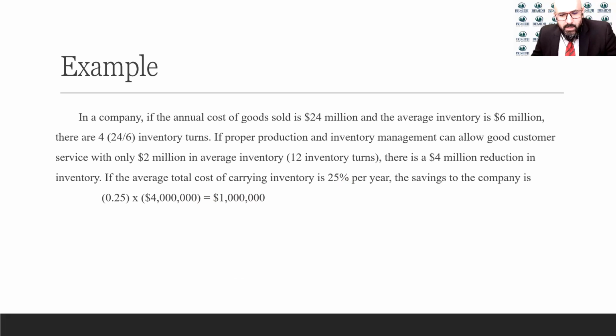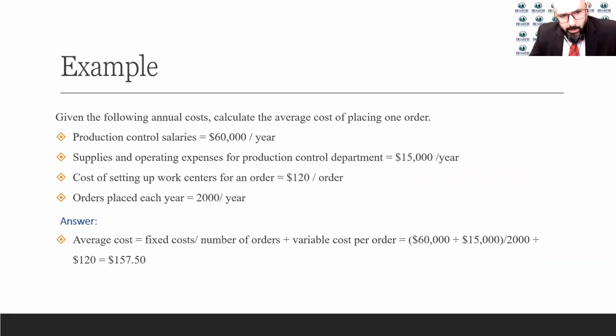All right, let's take another example and see how we could apply these concepts that we have learned. Given the following annual costs, calculate the average cost of placing 1 order. We have production control salaries of 60,000, that's the salary for 1 employee, for example. Supplies and operating expenses, 15,000. Cost for setting up a work center, that would be 120 per order. Orders placed each year is 2,000 per year.